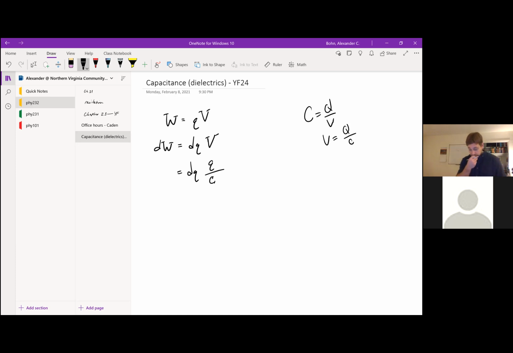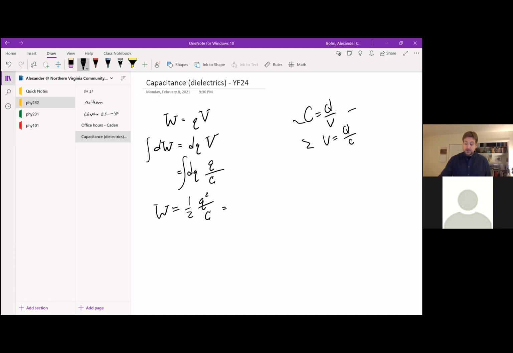So we integrate the work. We integrate the right-hand side. The capacitance is a constant depending on the geometry of the arrangement, so we can pull that outside. And we're integrating Q dq, so we end up with Q squared over the capacitance. How much work do we do to store charge Q on a capacitor of capacitance C? That much.